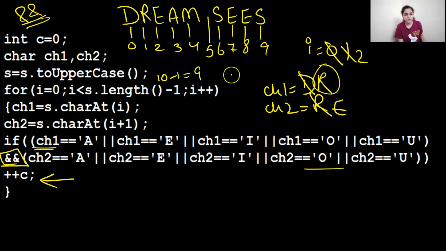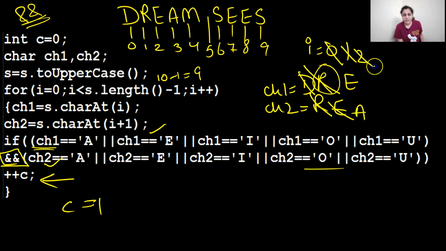Again, I value will now be 2. Again, in ch1 we will get another character E, and in ch2 we will get A. So now it will check E, A. For E, that is ch1, yes, it is a vowel, and we will go for the second condition. And ch2 is A. A is also a vowel. So our count will be incremented. C was initially 0, now it will be 1.